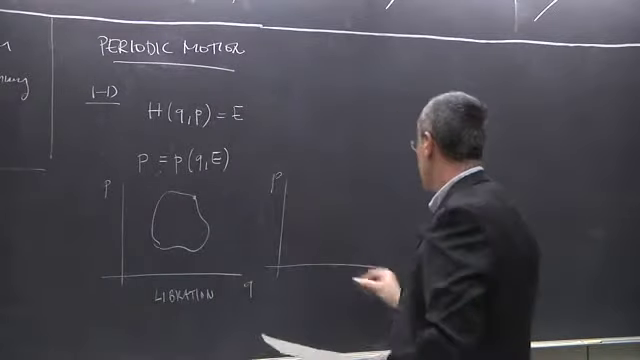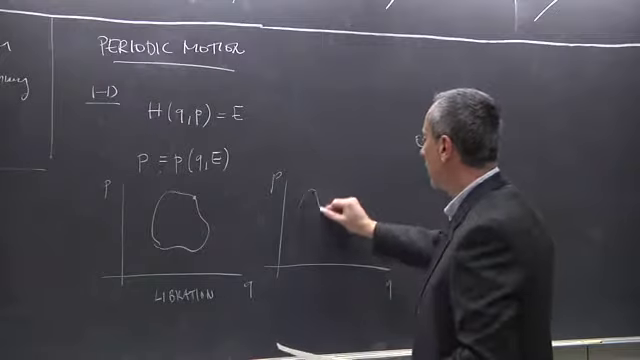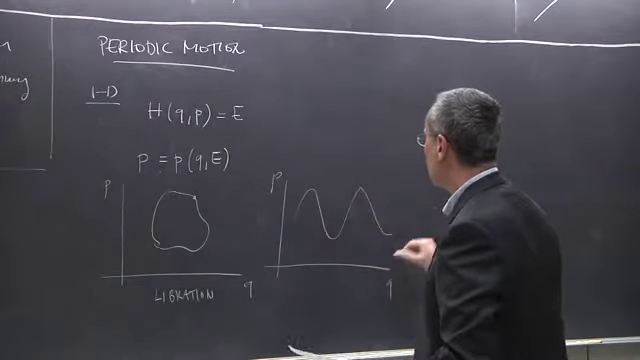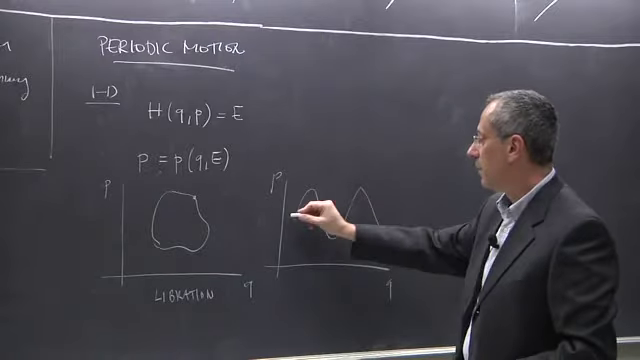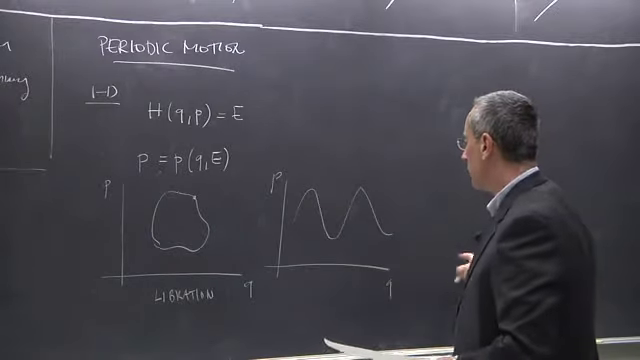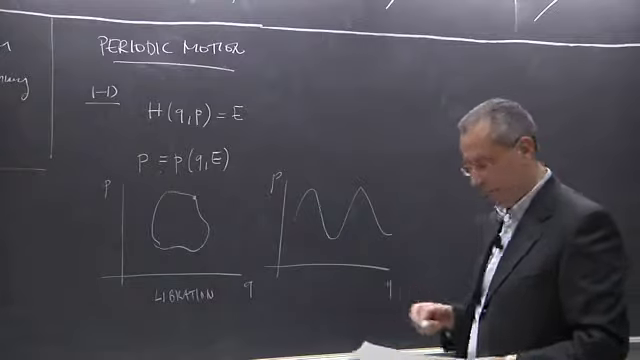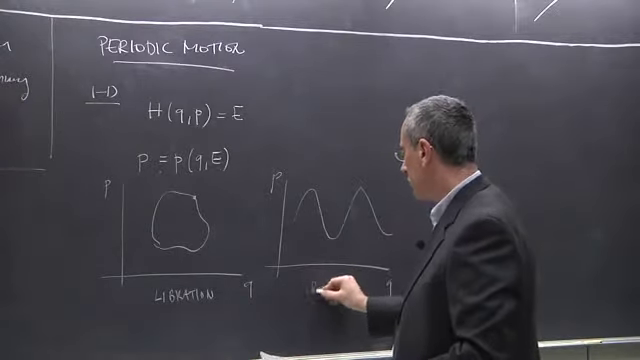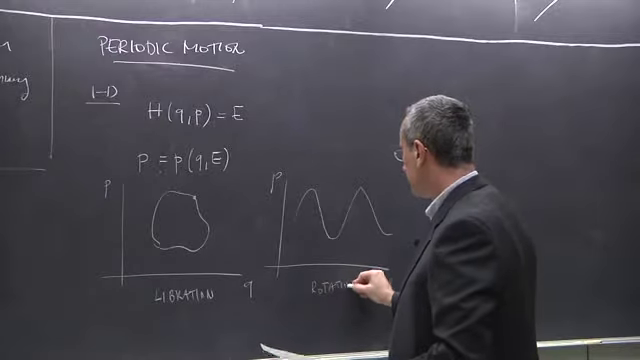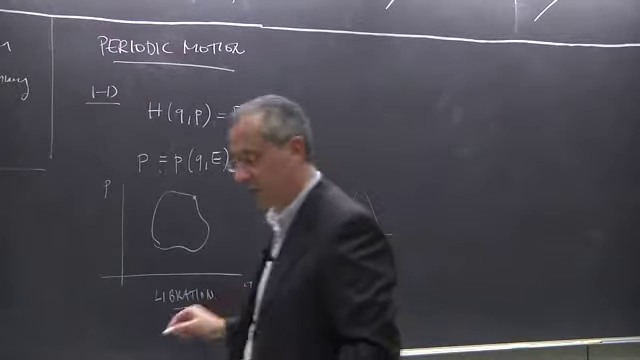Similarly, this is the phase space. But you can also have a periodic motion more like this, where you move back and forth, but one of the coordinates keeps on increasing. This is more what you call a rotation.